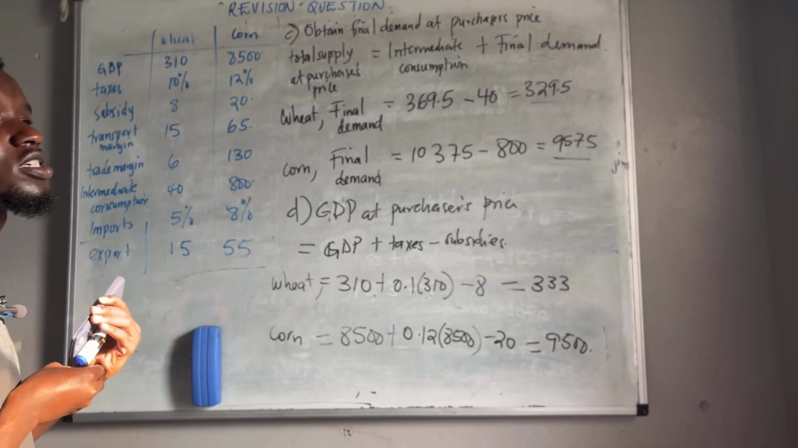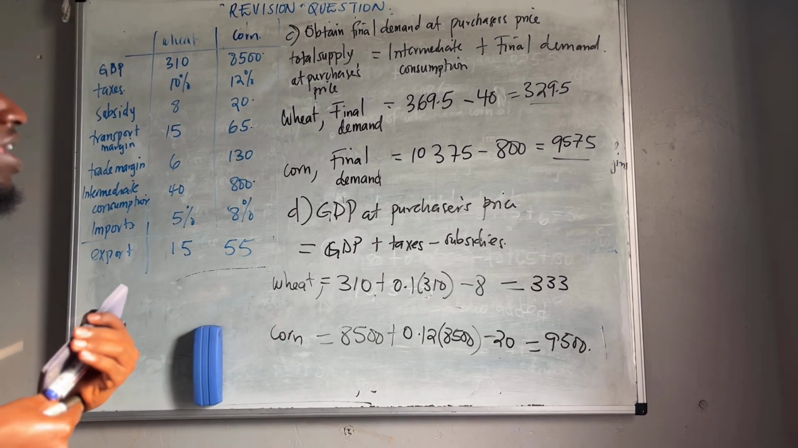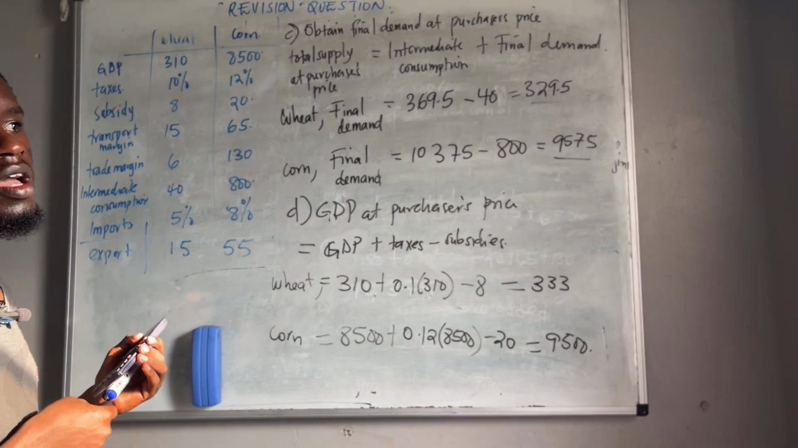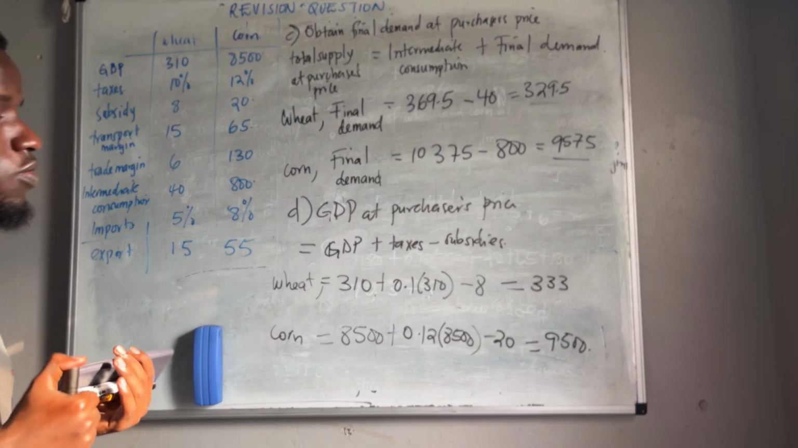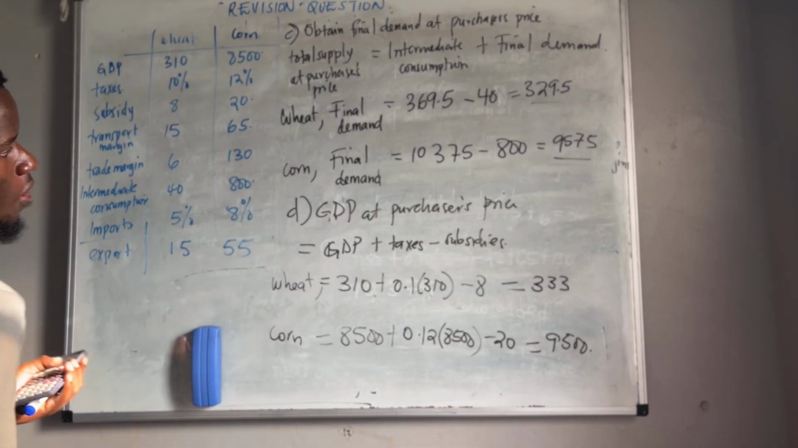Remember, just know that at purchasers price we are considering the same as having the market price, where we add taxes minus subsidies. Then at factor cost or basic price, we subtract taxes and then we add subsidies. Then this is going to be our beautiful answer.